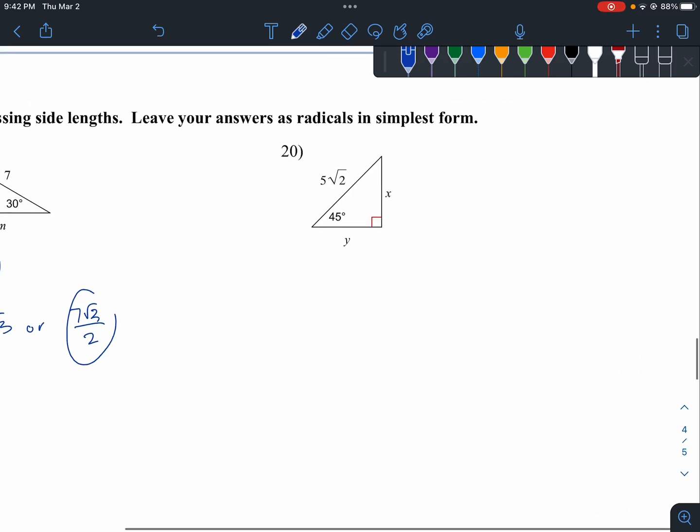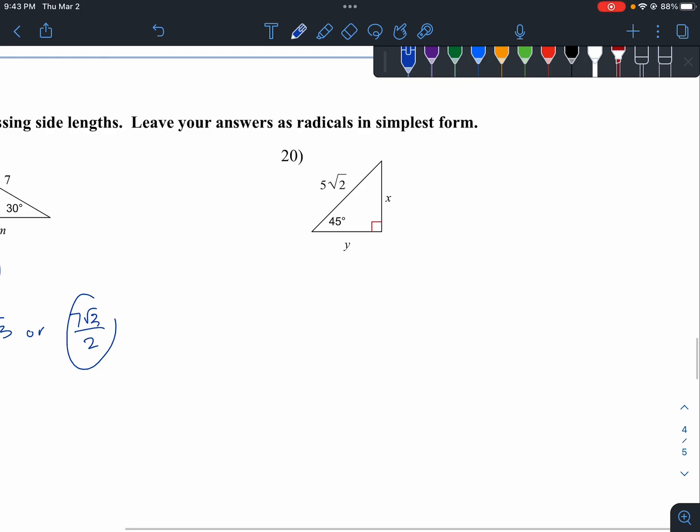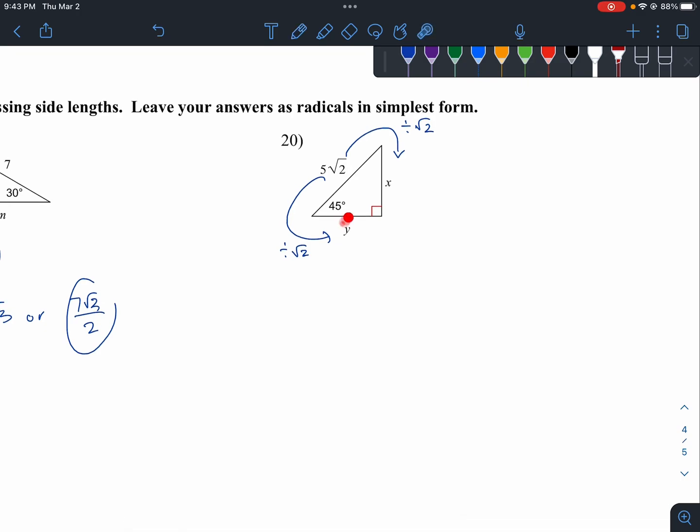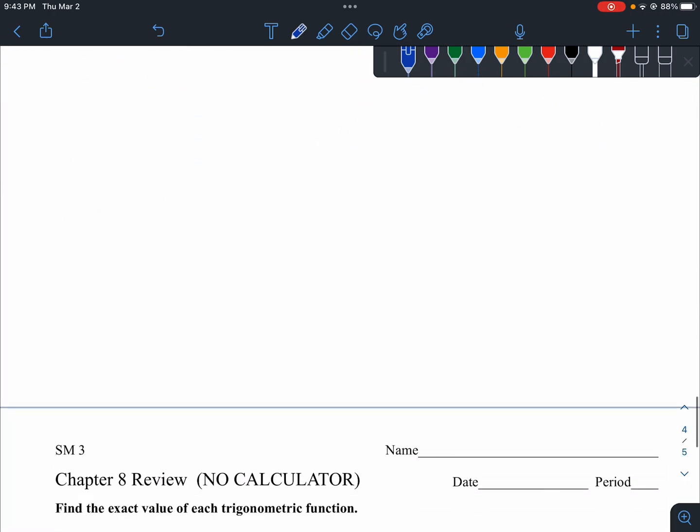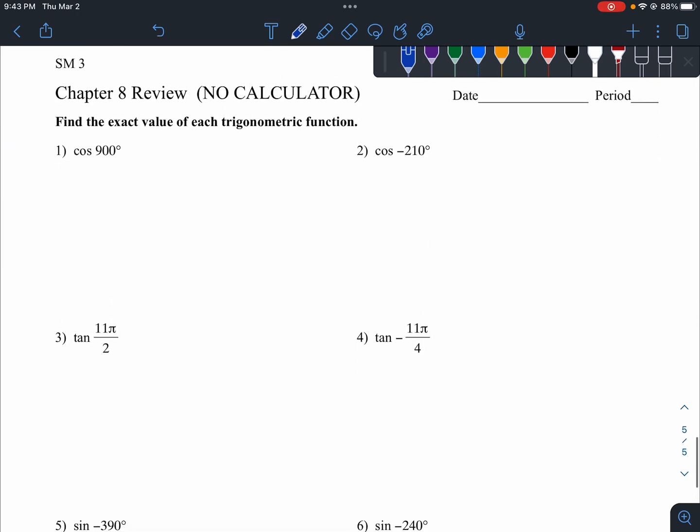For number 20, we have a 45, 45, 90 triangle. So this is 5 square root of 2. And so these sides right here, you can find by dividing by the square root of 2. And they'll be the same because it's a 45, 45, 90 triangle. So x is going to be equal to y, which is going to be equal to 5 square root of 2 divided by the square root of 2, which will be equal to 5. Okay, and so that concludes the calculator portion, and this is the no calculator portion.